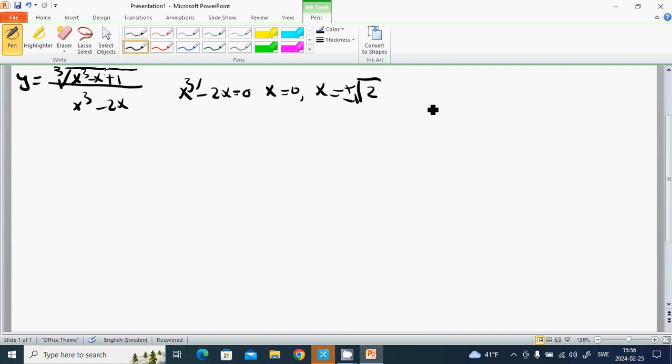And also we see that the domain of f is R minus the set of minus square root of 2, 0, and plus square root of 2. So y has three vertical asymptotes: x equals 0, which is the y axis, and x equals plus or minus square root of 2, two lines parallel to the y axis.